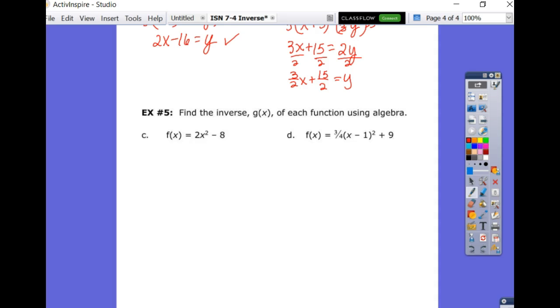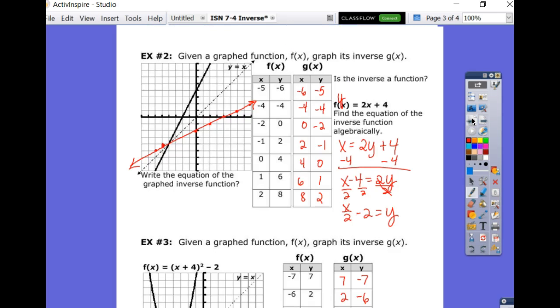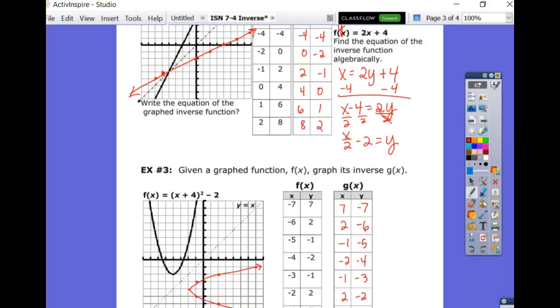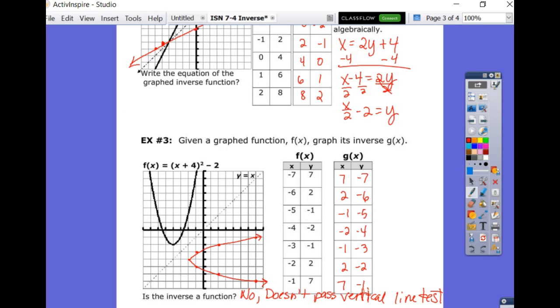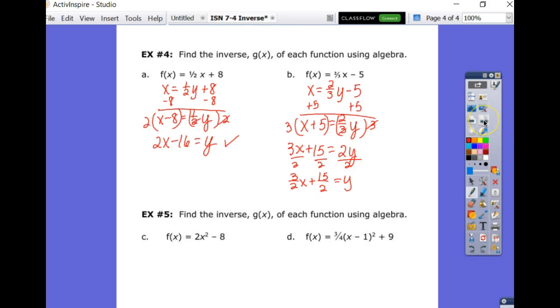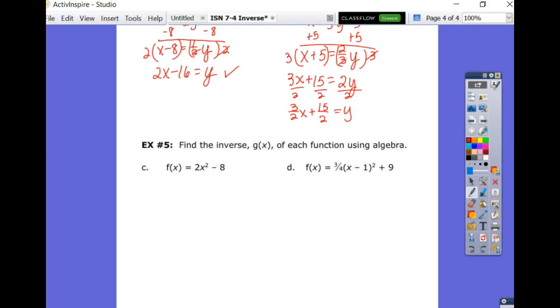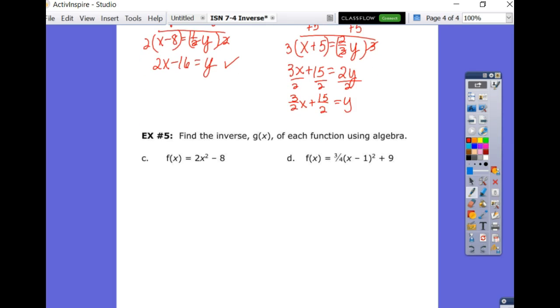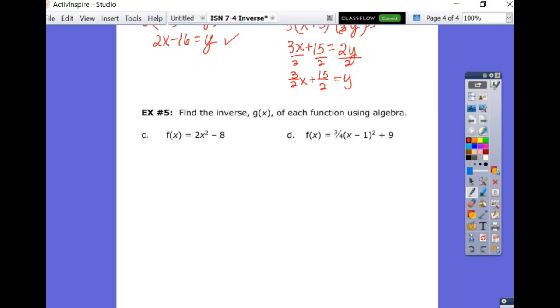When we graphed, this started as a parabola, and what happened to the parabola when I found the inverse? It laid down, right? Took the parabola and laid it on its side. And so that's what's going to happen when I solve now. I'm going to take this parabola, and when I find the inverse, it's going to lay on its side. So I'm going to use the exact same steps. I'm going to switch the x and the y. And just like last time, we're going to solve for y.